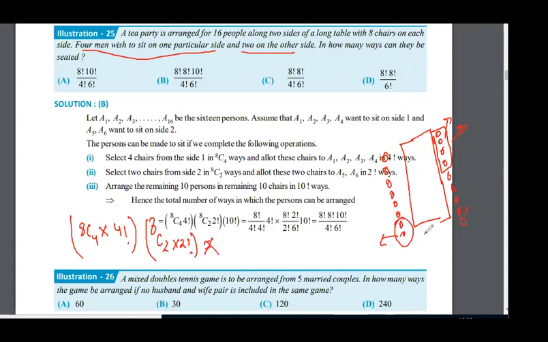Now how many people are left now? Tell me, how many people are left? After removing these 6 people, how many people are left? Tell me, how many? Total was 16. Remove 6. You are left with 10 people. Now these 10 people can sit anywhere, right? Yes or no? Those 10 people can sit anywhere. Yes. So tell me, what is the number of ways of arranging 10 people into 10 seats? 10 people into 10 seats.